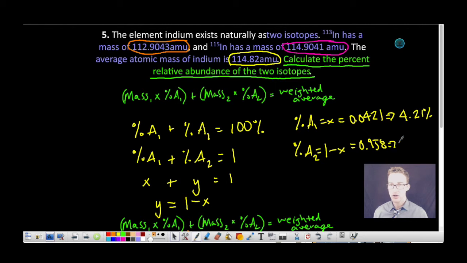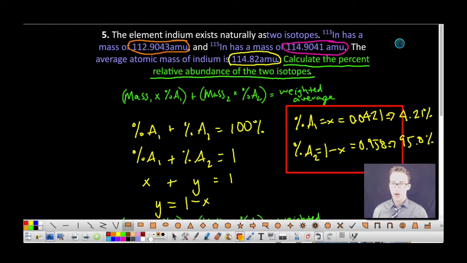0.958 or 95.8%. And so here are your final answers. Our relative abundances for the two isotopes. For isotope 1, in our case indium-113, percent abundance is 4.21%. Percent abundance for the second isotope, indium-115, is 95.8%.